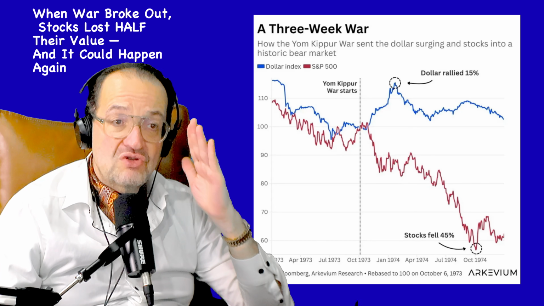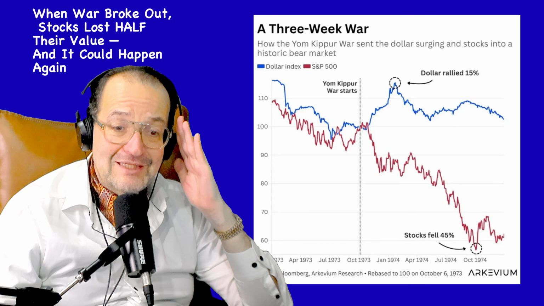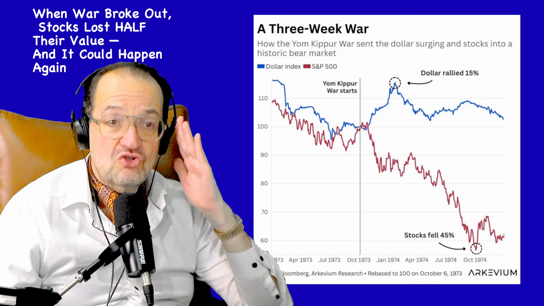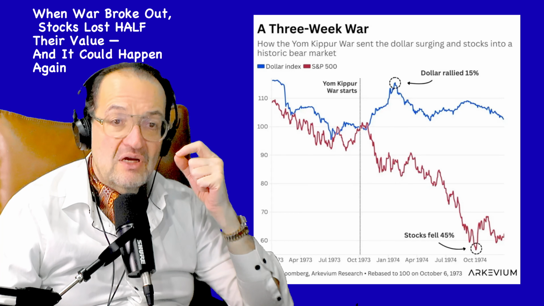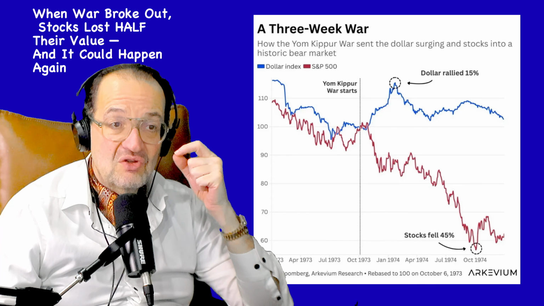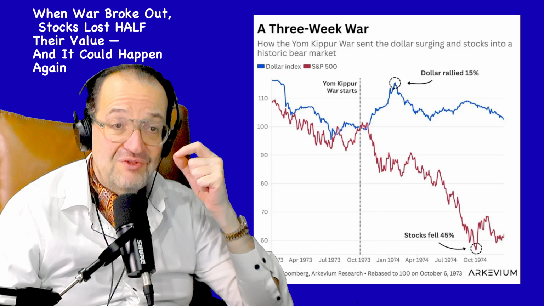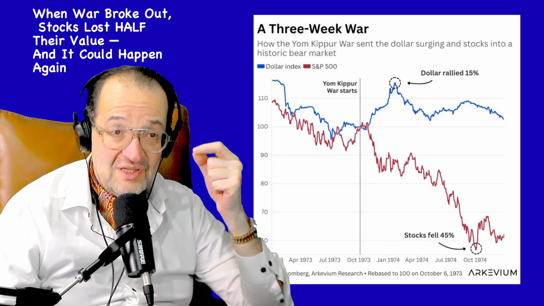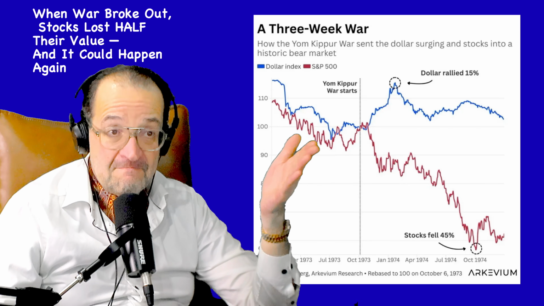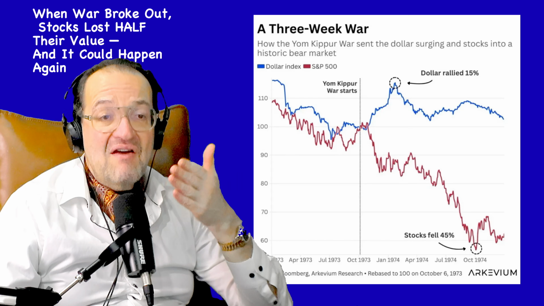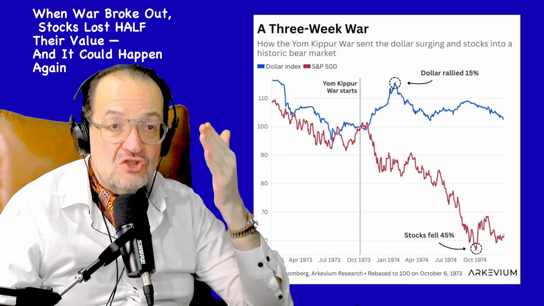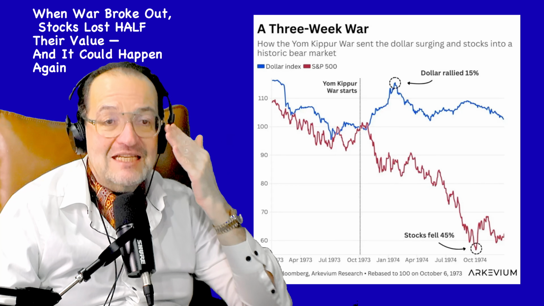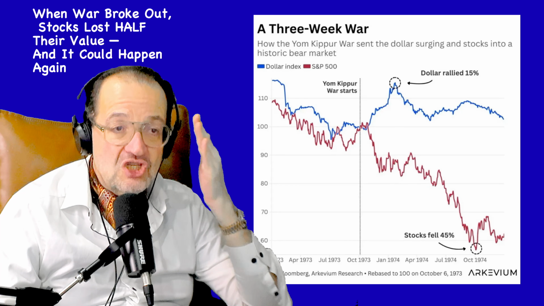Look at where the red line starts when the dotted line appears. Right around 100. And then look at where it ends up by October 1974, just 1 year later. It bottoms around 57 or 58. That is a 43 to 45% drop, right? Nearly half of everything is gone. So why did stocks collapse so hard, so fast, so consistently? Let me walk you through the chain reaction.